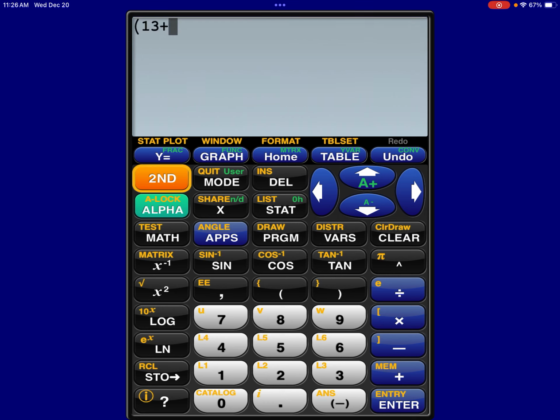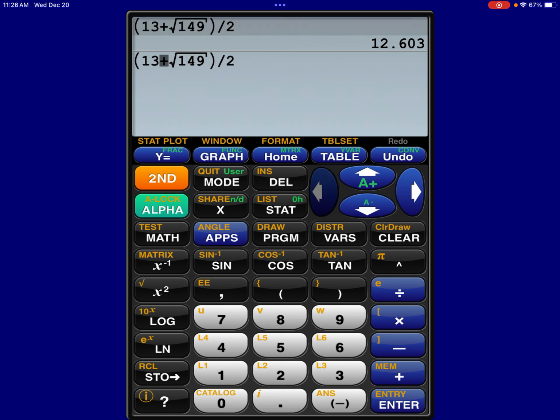13 plus the square root of 149, and then put parentheses around that and divide by 2. Okay, so that's not possible because it's saying the border has to be 12.6 inches, but one side of it is only 10 inches long, so that's impossible. Then do the same thing, but change the plus to a minus. And so 0.397 of an inch, yes, that sounds possible. It's a pretty small border, but it's possible.